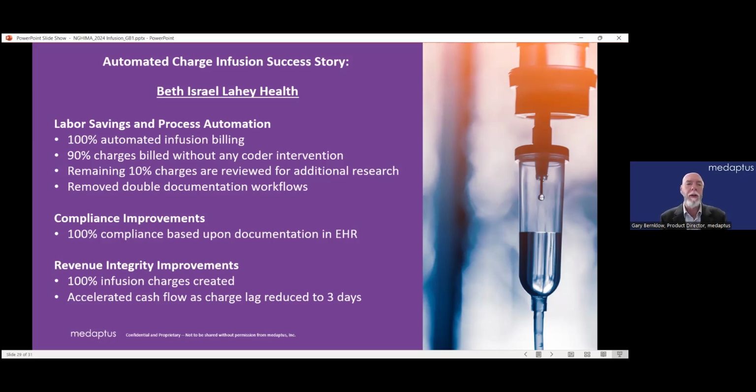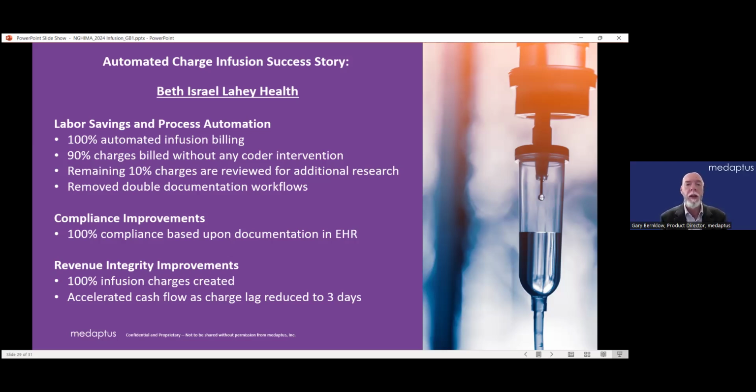The other 10% are reviewed as exceptions, what we call our exception-based management. Beth Israel Lahey has a staff of 1 to 2 coders looking at that every day, as opposed to the 5 or 10 that have done it historically. And usually those are things like couldn't identify the drug because it's a brand new NDC code, for instance, and it's not yet in the crosswalk. It's things like that.